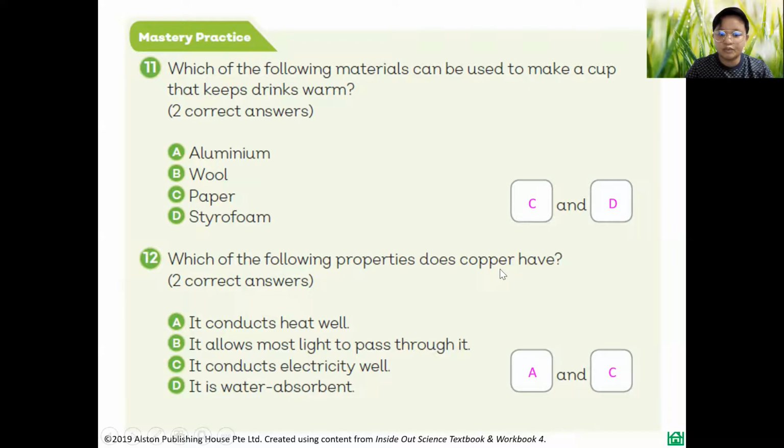Copper is a good heat conductor and also a good electric conductor. Remember, it is an example of a metal.